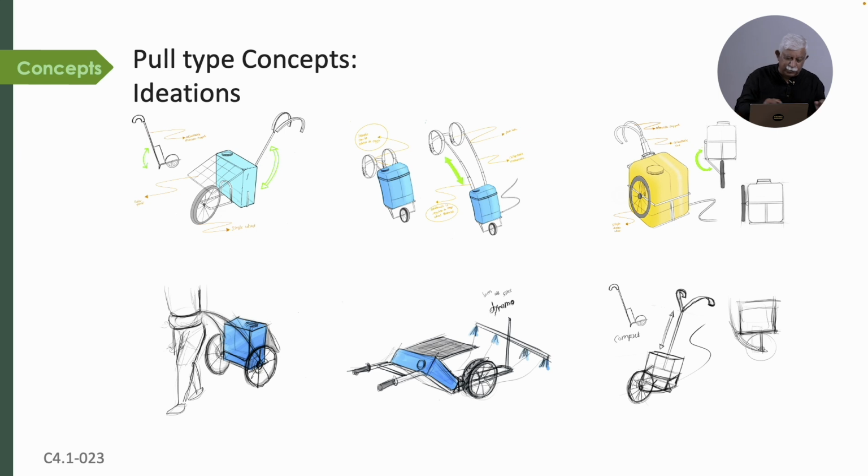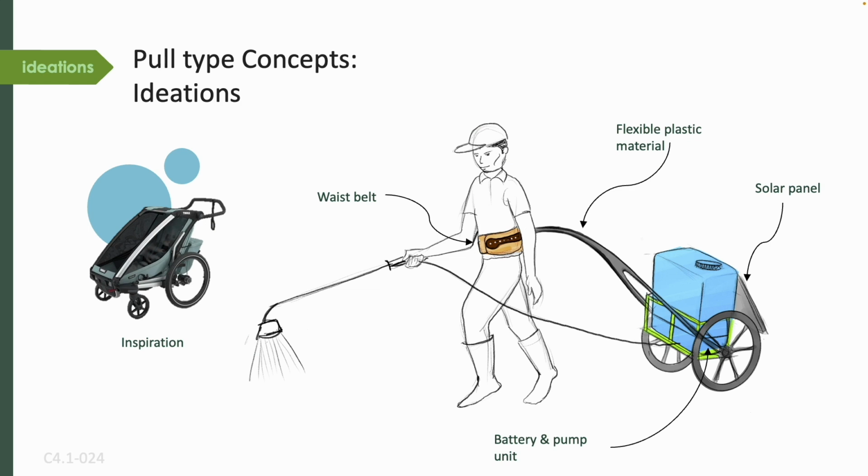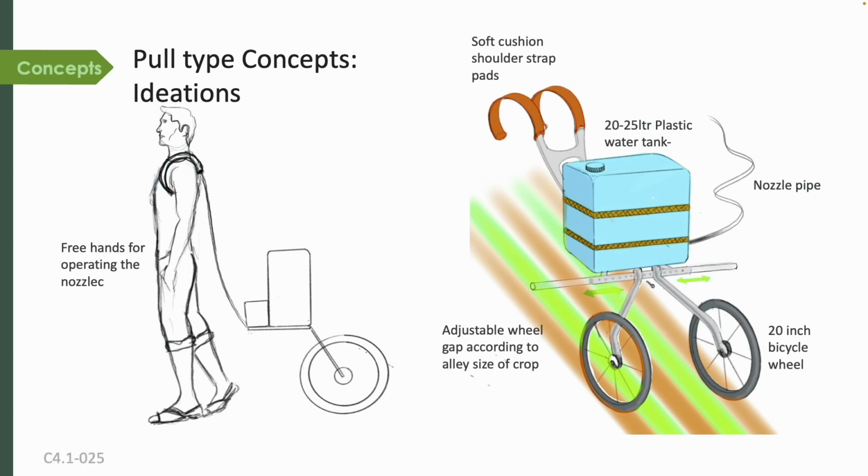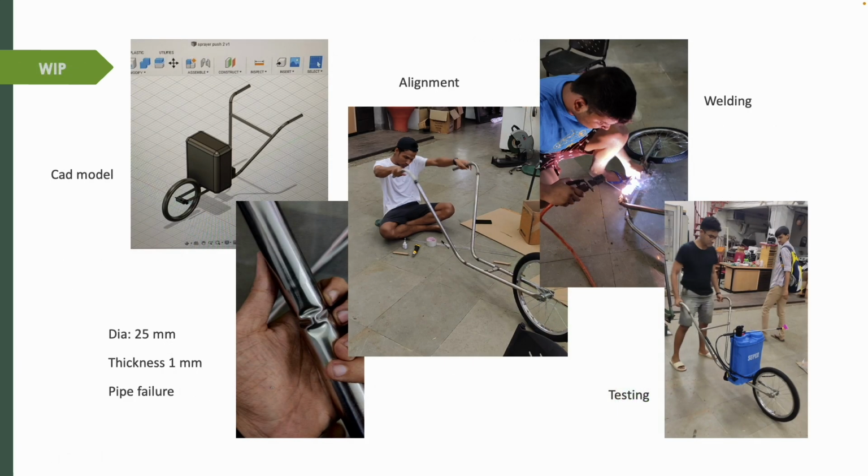And then if it is a pull type, okay, so again you get many variations of it. Okay, pulling is much easier than pushing. You can use your body weight to also pull it here. So that's an option. Okay, so here you can see it's tied onto his waist, and it's like a small cart which comes behind him, and he's spraying. His hands are free to spray. And there can be many variations of it, whether you should rest it on your shoulders. Okay, so these are questions. So alternatives come in.